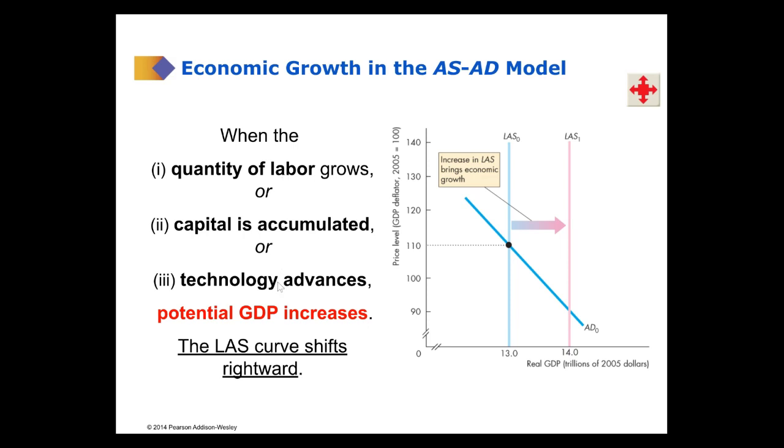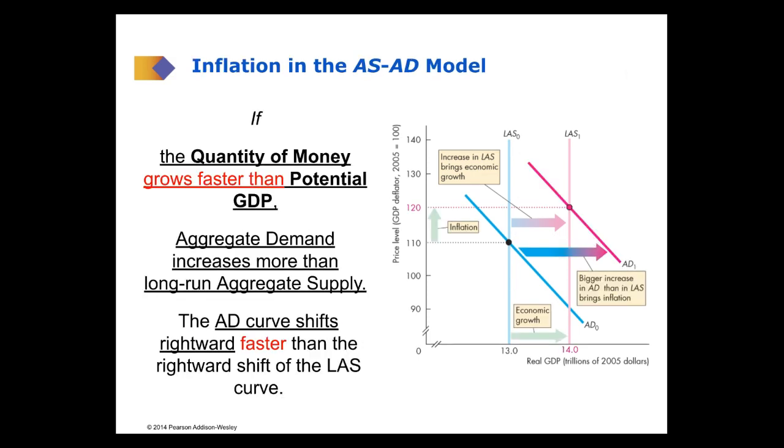And we know that these are the sources of economic growth: an increase in the amount of labor, an increase in the amount of capital and investment, and technological advances allow us to have economic growth. And economic growth in the ADAS model looks like the vertical curve, the long run aggregate supply curve, shifting out to the right. Now we can also explain inflation in this model in monetary terms. So if the quantity of money that's in the system grows faster than potential GDP, well, then we're going to have inflation.